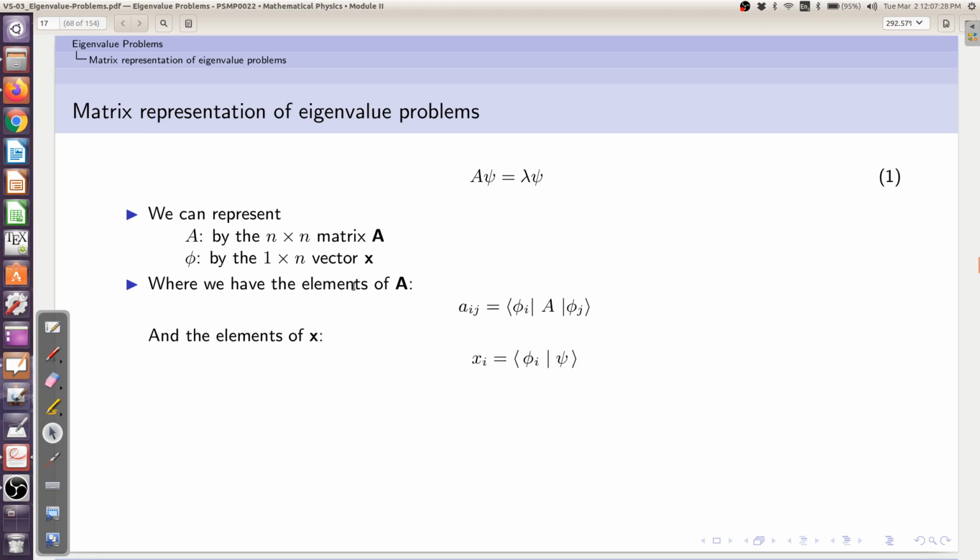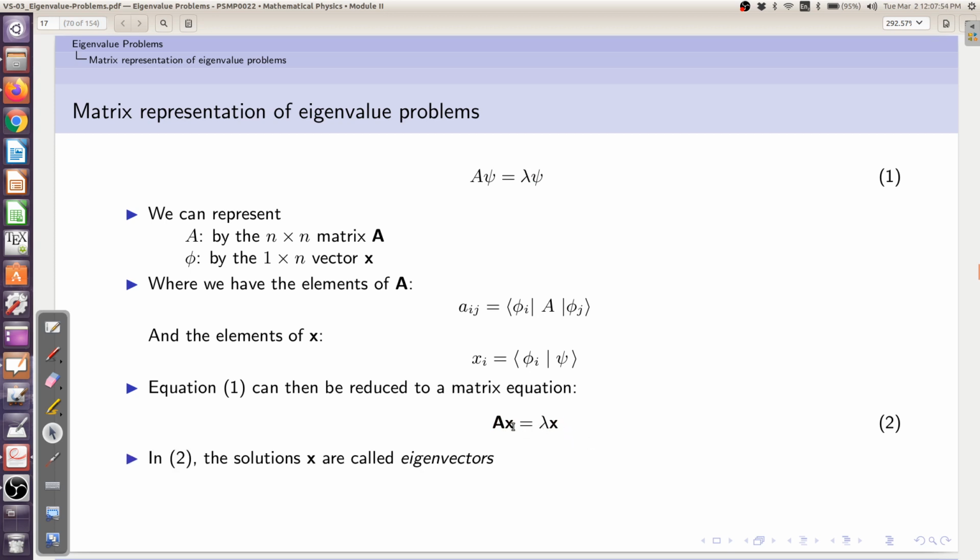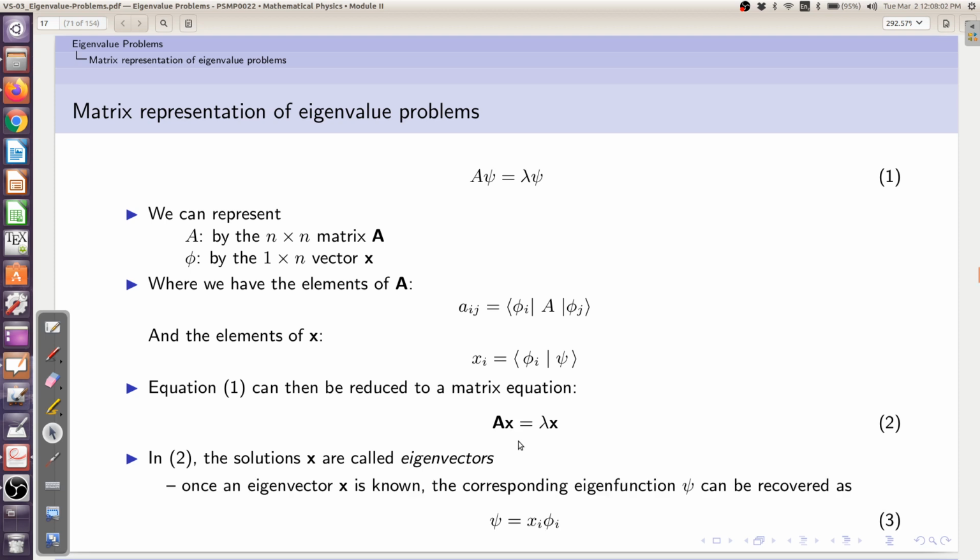And the elements of this vector X are simply given by the same basis elements operating on psi. So then this equation can be reduced to a matrix equation. This can be represented by the matrix A. This psi can be represented by X, lambda is as it is, and then this can be represented again by X. So the solutions of this equation are known as eigenvectors. So this vector X that we are looking for here, these are known as eigenvectors. Once an eigenvector is known, the corresponding eigenfunction can be recovered, and it can be recovered in this way.